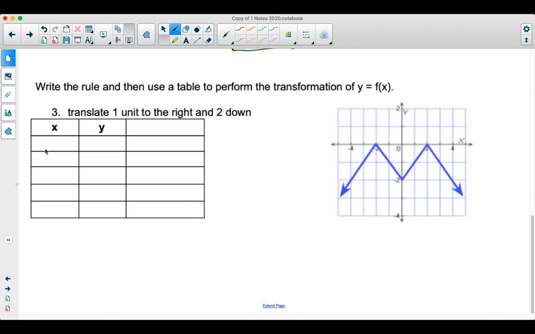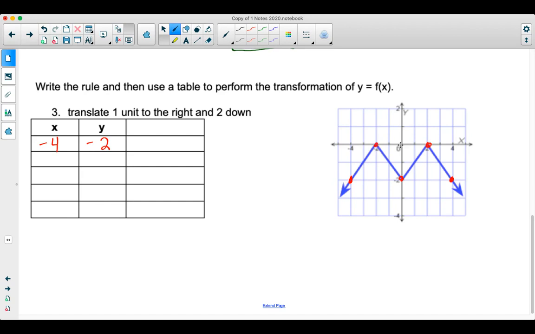So first things first, you're going to want to find some points to translate. So I'm going to pick 5 points here. Could be any 5 points. I like to make them kind of spaced out so I can see the shape when I'm drawing it out. And then we're going to label those points in this table. So this first point here is -4, -2. So the x is -4, the y is -2.